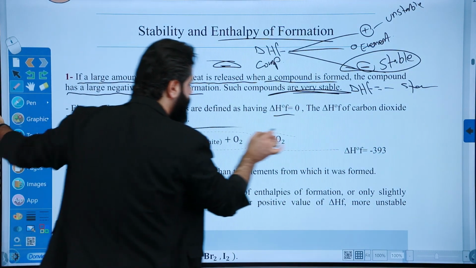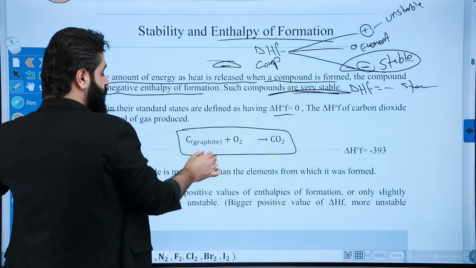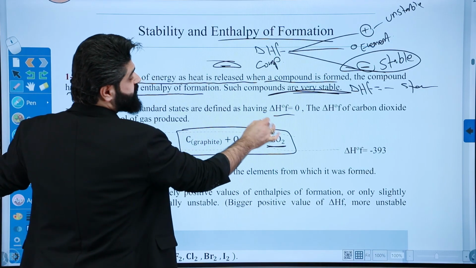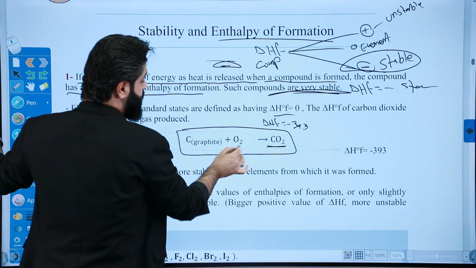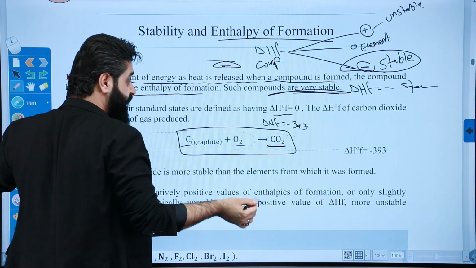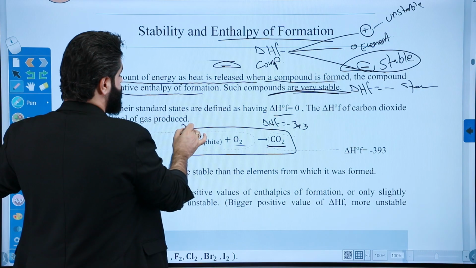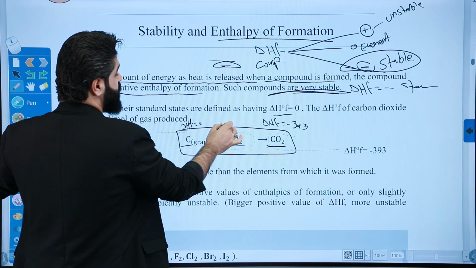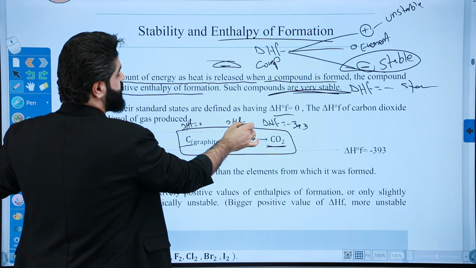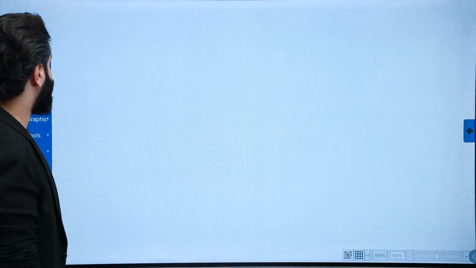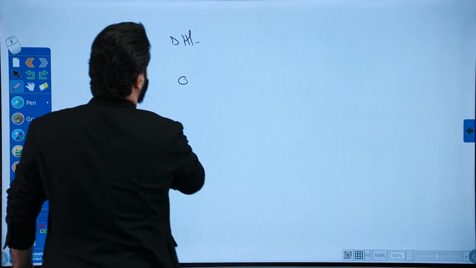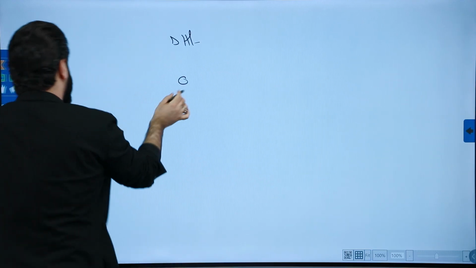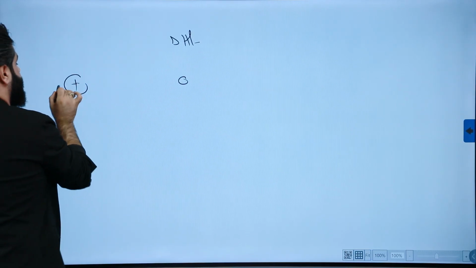Assume we have a question like this. This is a compound, delta HF must be given, delta HF equals negative 393. But for the elements, you should know they have 0 value of delta HF. So delta HF here is 0, for this one is 0. Good. So now the point is, delta HF can be 0, can be positive, and can be what?